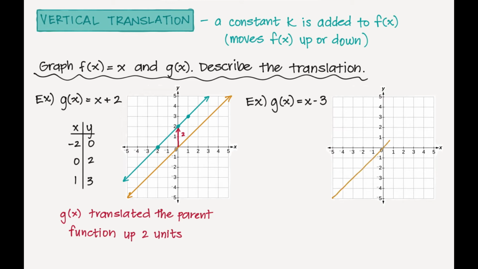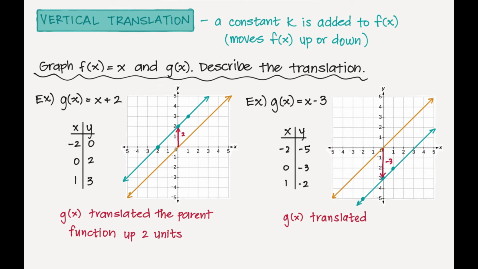Let's go ahead and do another one. Let's graph the parent function. And then this time I'm going to choose those same values, -2, 0, and 1, and I'm going to plug them in. So that's -5, -3, and -2. And now I can plot all 3 of those points and draw my line, connecting them. And as you can see, the parent linear function now has just moved down 3 units. So I can write g of x translated the parent function down 3 units. And that's it.